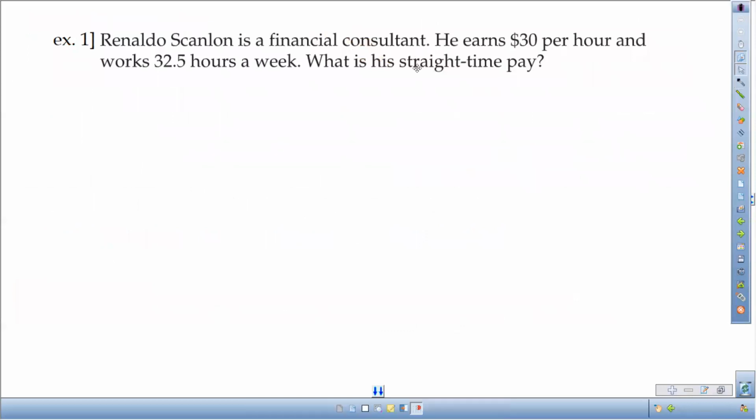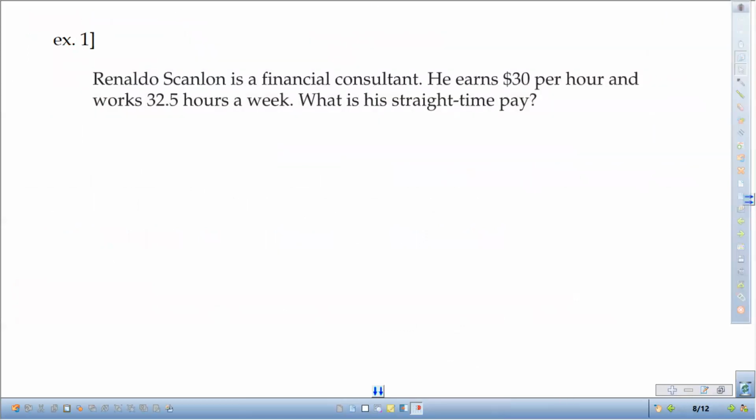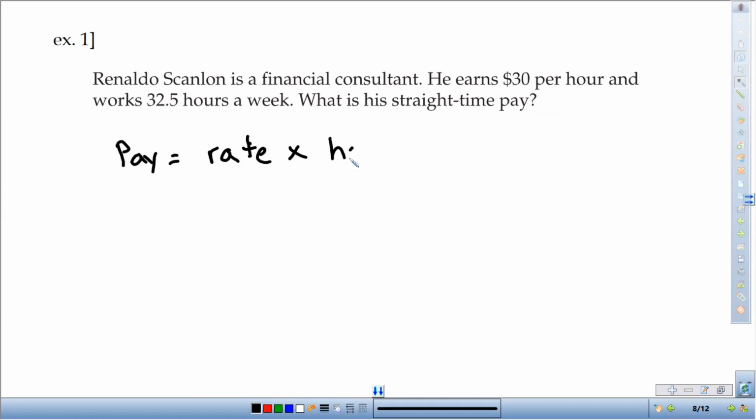So let's look at an example of how to do this. Ronaldo is a financial consultant. He earns $30 per hour and works 32.5 hours per week. So what is his straight time pay? The straight time pay, how much he's paid, again, is the hourly rate times how many hours worked. So real simple, $30 is the hourly rate, and then he works 32.5 hours.